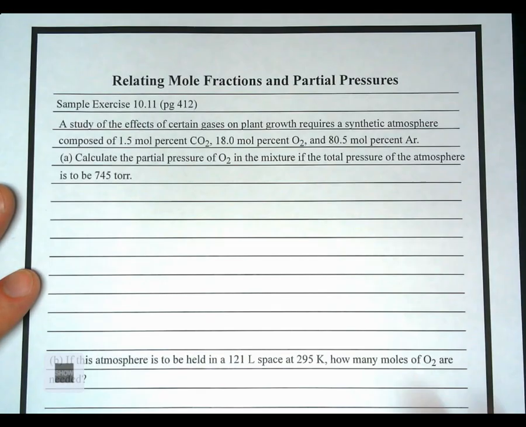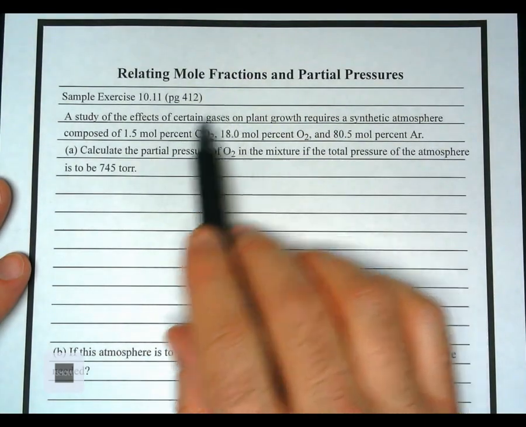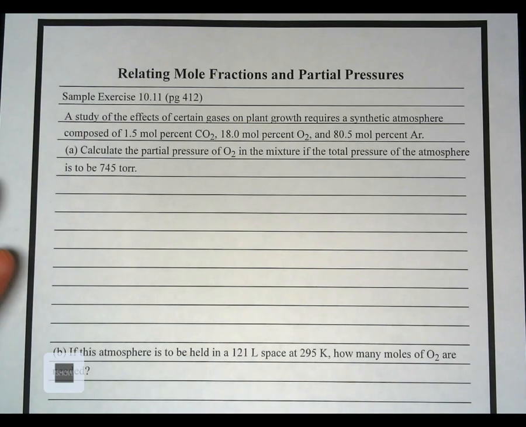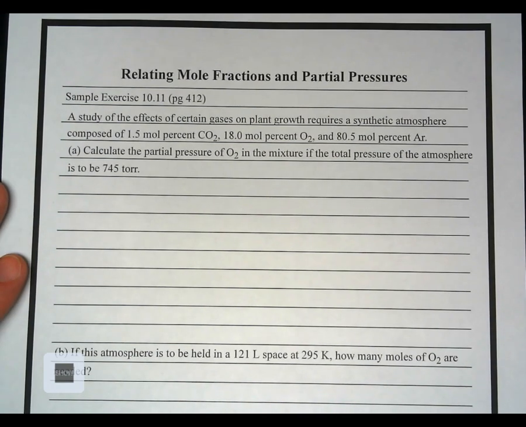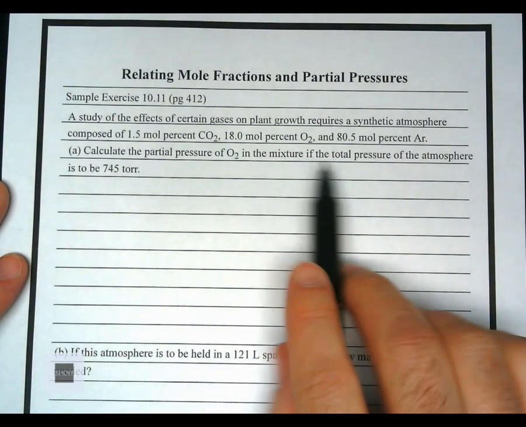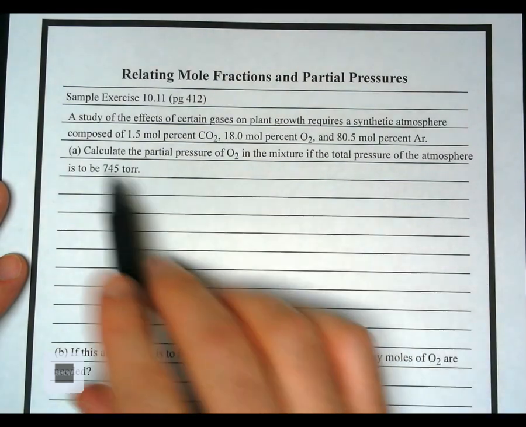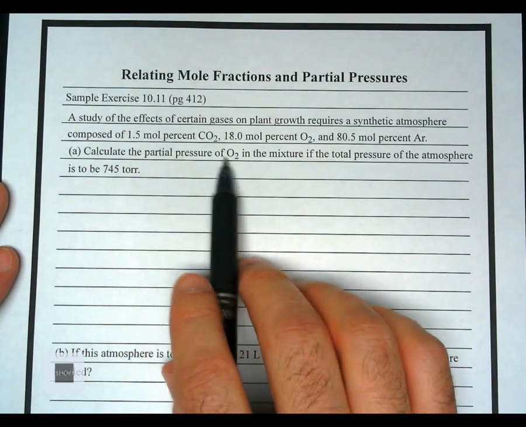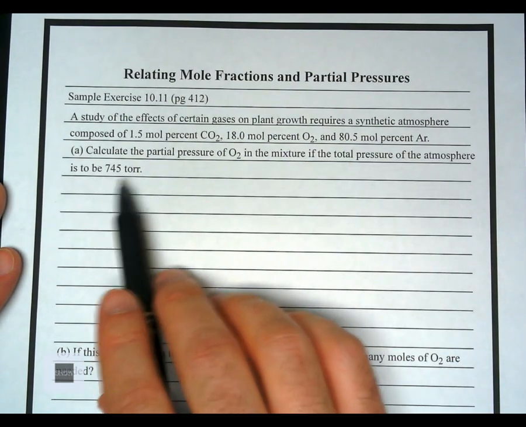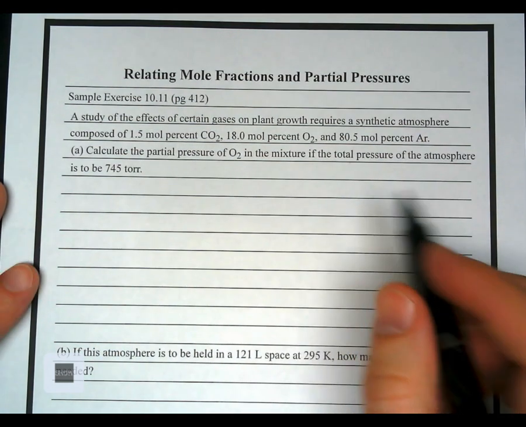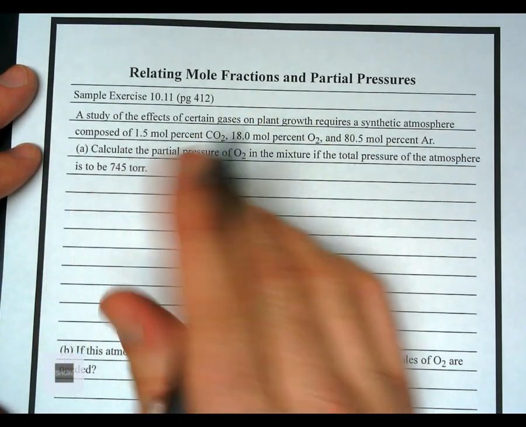So this is sample exercise 10.11 from page 412. A study of the effects of certain gases on plant growth requires a synthetic atmosphere composed of 1.5 mole percent CO2, 18 mole percent O2, and 80.5 mole percent argon. Part A: calculate the partial pressure of O2 in the mixture if the total pressure of the atmosphere is to be 745 torr.